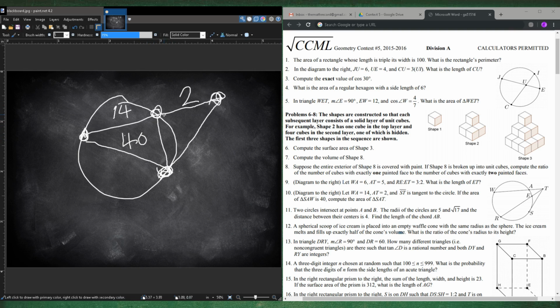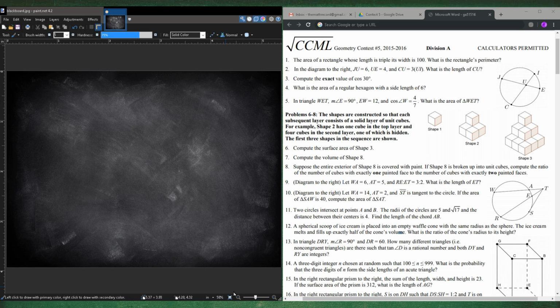This is just a similar triangle because think about it. They technically have the same height, so the area would just be in proportion. So if this is 14, that means this area right here has to be 7 times less, because 2 is 7 times less than 14. The area of SAT is just 40 divided by 7. It's basically just that simple.